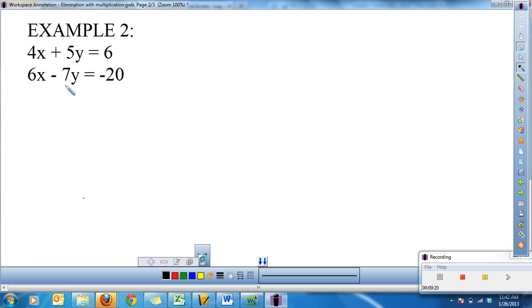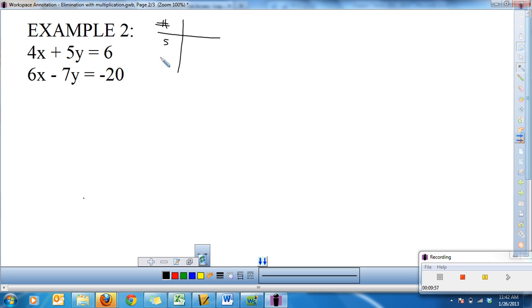No. So what I need to do is multiply one or both of the equations so that I can cancel something. Right now, I can choose to change the coefficients for the x's to be the same, or I can choose to change the coefficients for the y's to be the same. It does not matter. I'm going to figure out what are some common multiples that the numbers have in common. Last time we used the x's, so this time I'm going to use the y's.